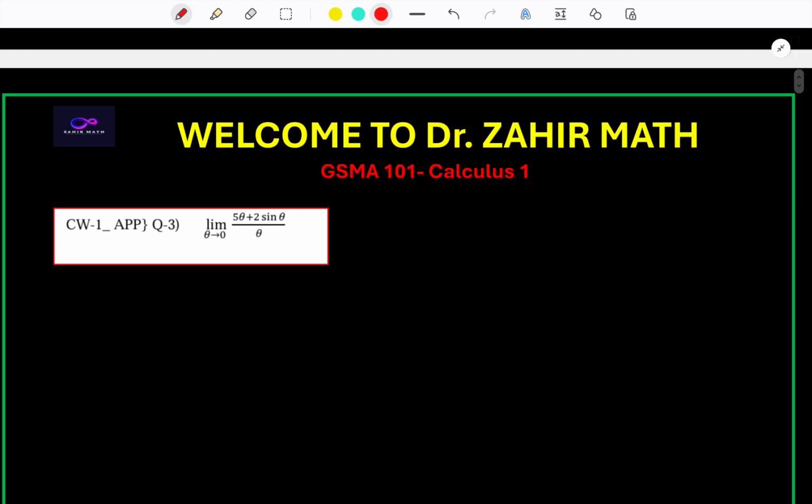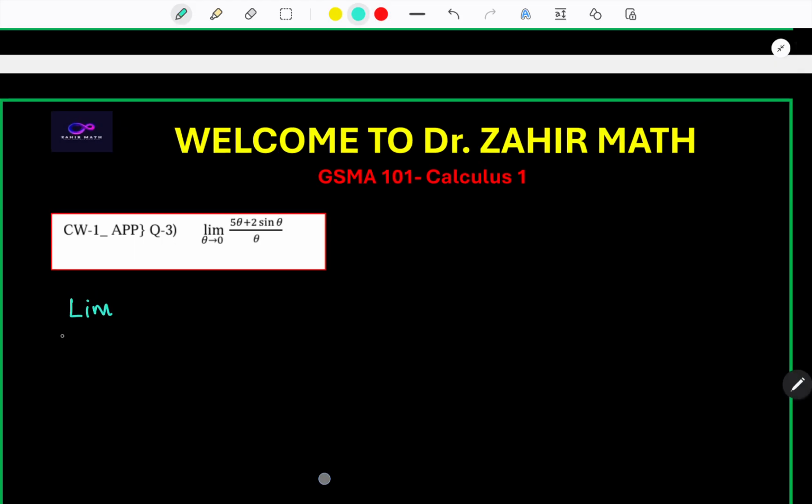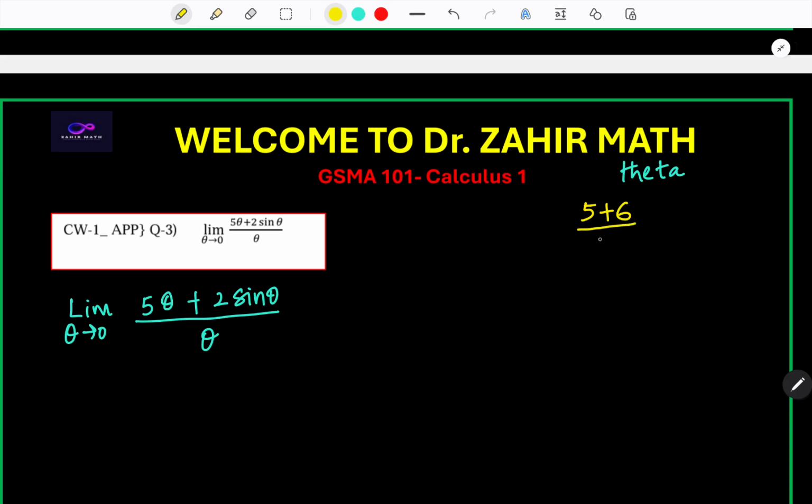The first question is limit theta tends to 0, 5 theta plus 2 sine theta divided by theta. Theta, the spelling is theta. Before starting this question, let me explain some things from algebra. Suppose you have 5 plus 6 divided by, for example, 3. We can write it as 5 over 3 plus 6 over 3. Is it okay? The same idea I'm going to follow.